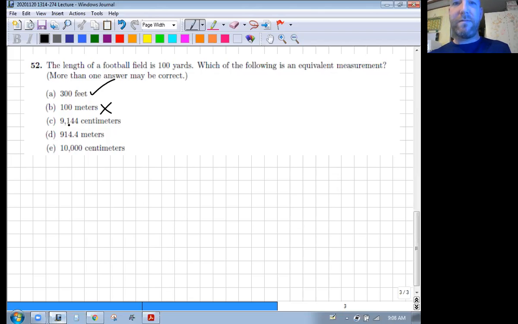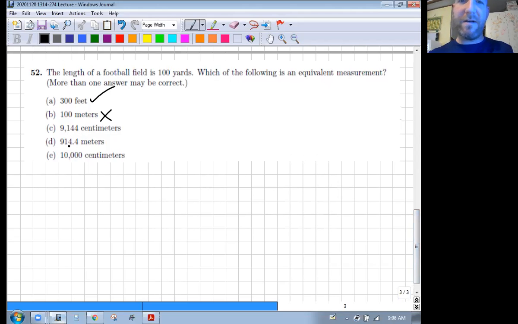Let's see, yards, 9,143 centimeters. I don't know, 9,000 centimeters. It's definitely not 914 meters, because a meter is bigger than a yard, right? So 10,000 centimeters. The meter is made of centimeters, right? So 100 yards is not going to be exactly 10,000 centimeters, because they're different kinds of unit, right? One's imperial and the other is metric. So it's possible this number of centimeters could be. Let's find out. 100 yards.